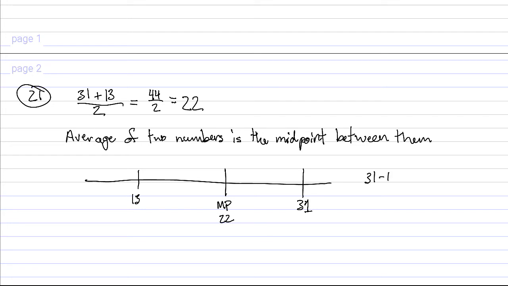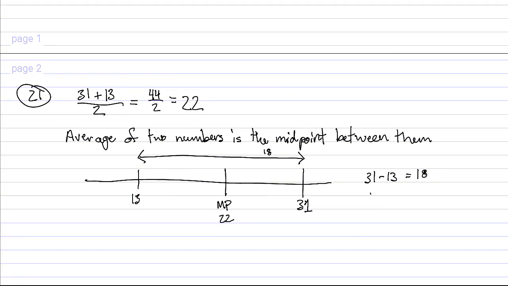to say 31 minus 13 equals 18, right? That's this distance, 18 units. And we want to know half of that, the midpoint: 18 divided by 2 is 9. So this is 9. Let's make this a little clearer. This is 18, and so we could do 31 minus 9, and that equals 22, or 13 plus 9, and that equals 22.